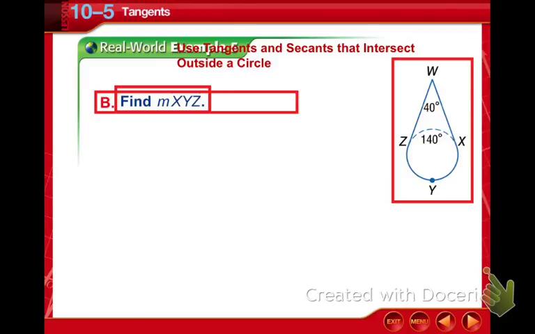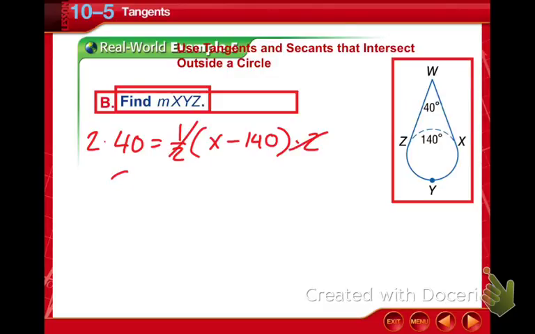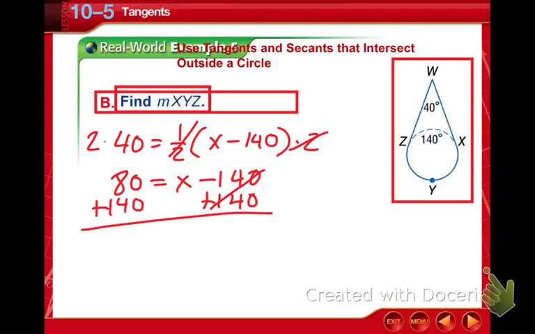So this one here, same exact theorem. Now we're looking for the larger of the 2 arcs, though. So we have that 40 degrees, the angle. So we equal to 1/2 of the one we're looking for minus the 140. Again, multiply by 2 on both sides. 2 times 40 is 80, equal to X minus 140. And we add 140 to both sides. Much easier when you're trying to find the larger one. No negatives end up coming around. And 80 plus 140 gets you 220.